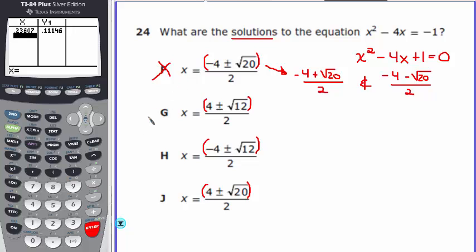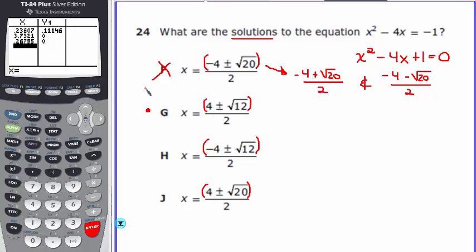Okay, let's try letter G. Letter G is going to be parentheses 4 plus square root of 12, close parenthesis twice, divide that by 2. Okay, double check before you press enter, and that one gives me a 0. So that means the positive one works. Let's try the negative now. Okay, remember, to work, both of them have to give me this 0. So second parenthesis 12, close parenthesis again, divided by 2. Okay, if we press enter, they both give me 0. So this one is probably my answer.